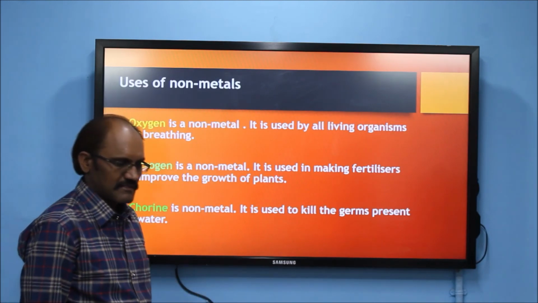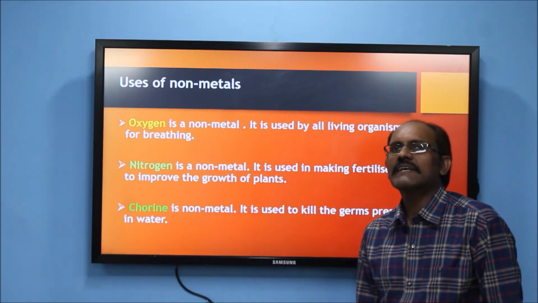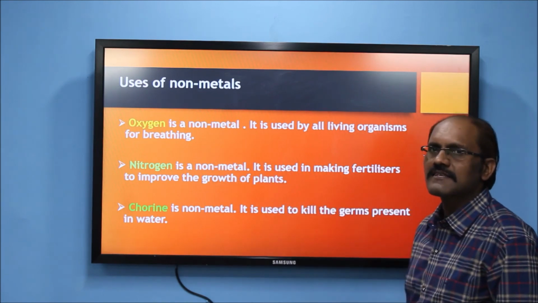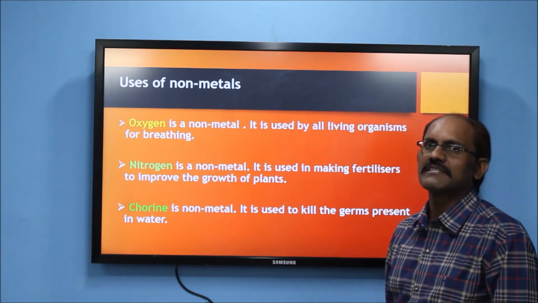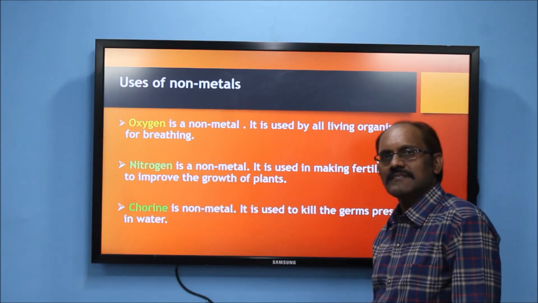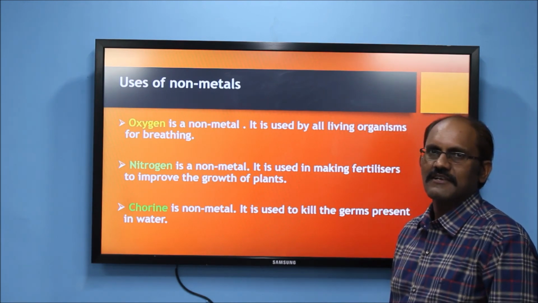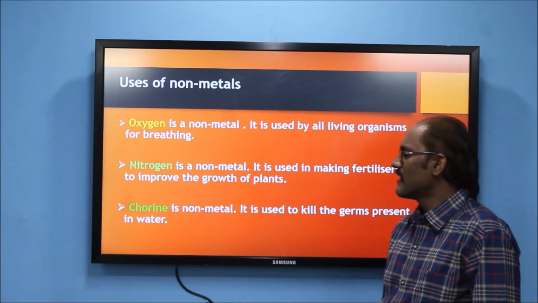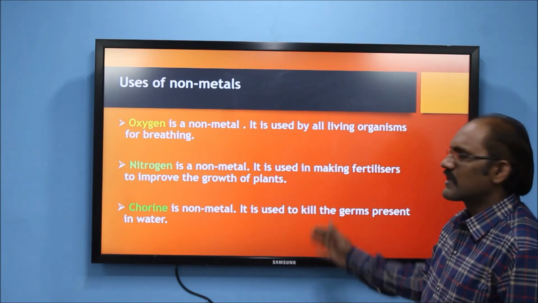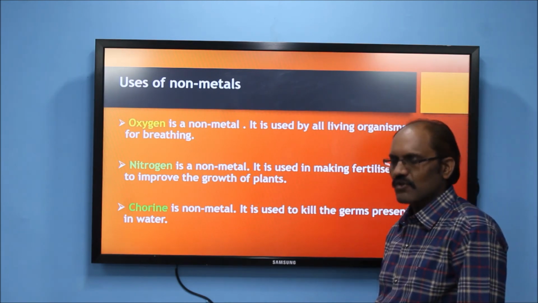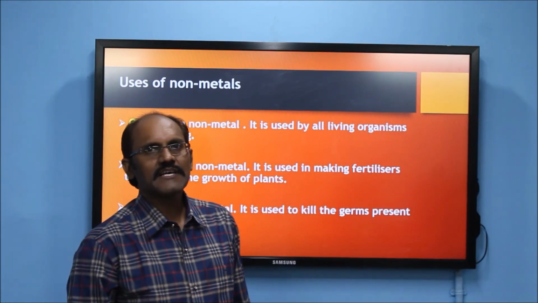And uses of non-metals. Non-metals are also useful for us in our daily life. For example, oxygen. Oxygen is a non-metal and it is highly essential for all living beings for their breathing. Nitrogen is a non-metal and it is essential to make fertilizers which enhance the growth of plants. And chlorine is a non-metal and it is used to make water free from germs. So chlorine gas is used in the water purification process to kill the germs.